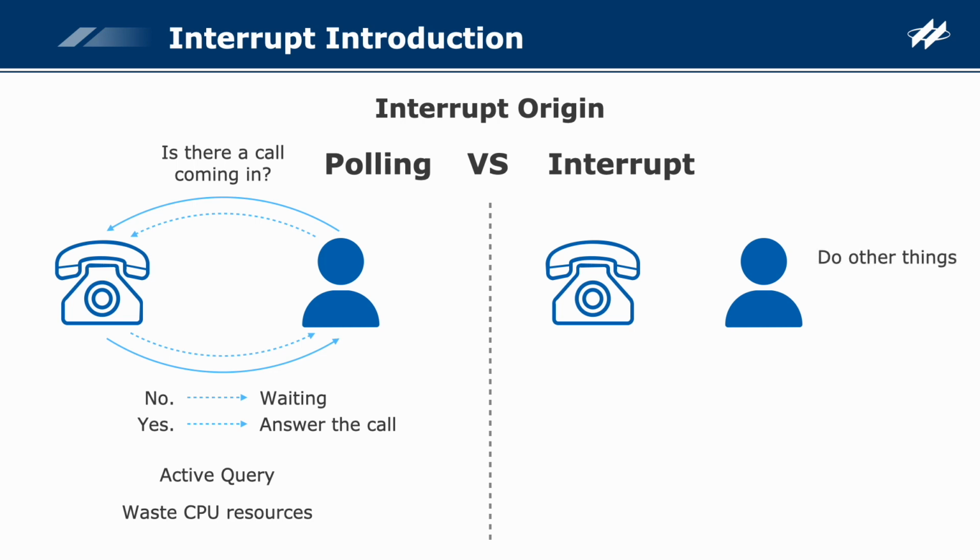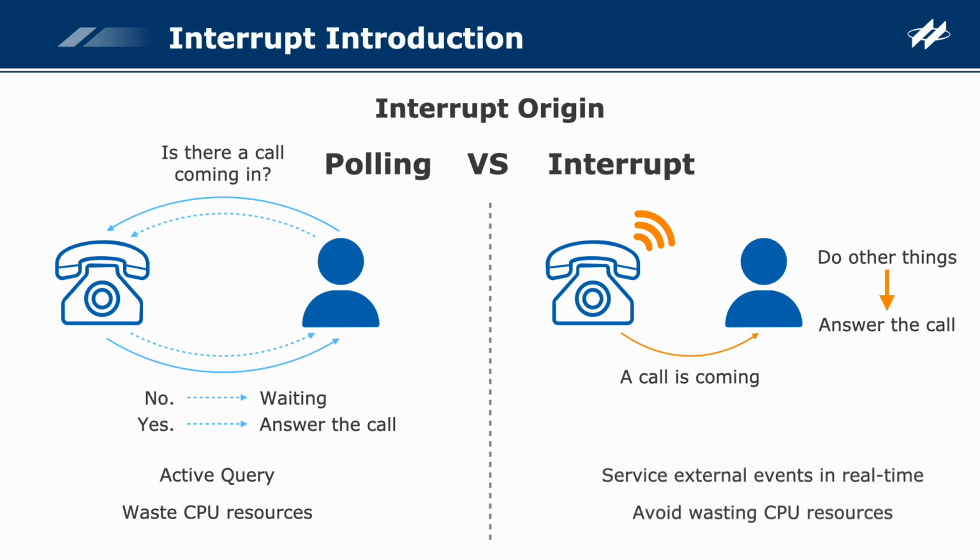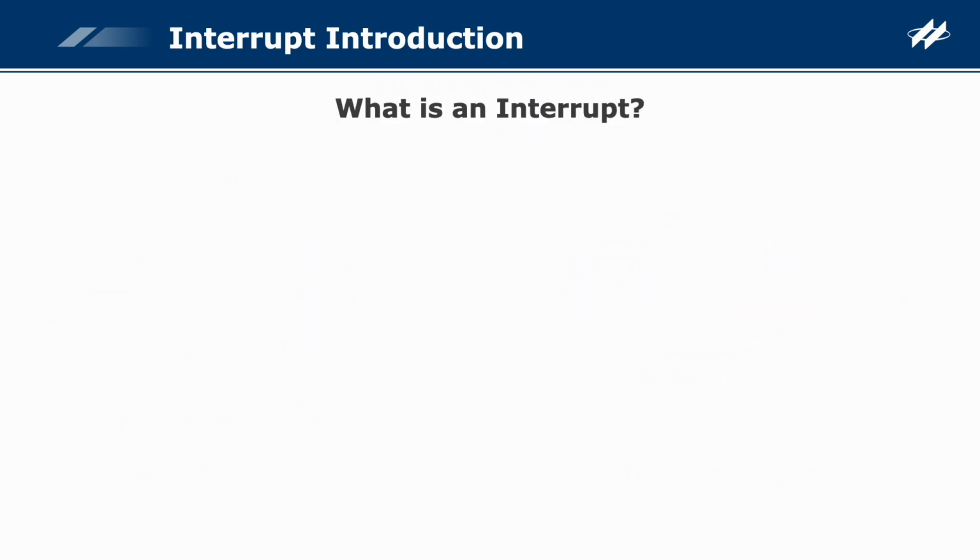An interrupt is like a phone with a ringing function. When there is no call, you can do other things. When the phone rings, you immediately drop what you are doing and answer the call. Interrupts not only service external events in real time, but also avoid wasting CPU resources. So, what is an interrupt?